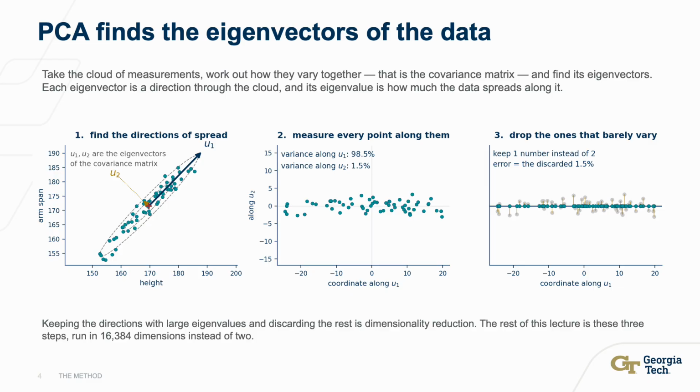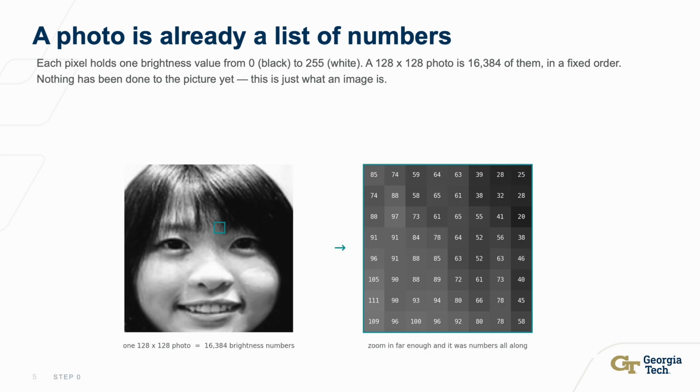Which is why they get their own name, eigenfaces. And nothing in these three panels mentions faces or heights or arm spans. The method does not know what the numbers mean. Give it any collection of objects written as a list of numbers and it will find the direction that collection varies along. Now jump to the images, and it starts with something that sounds obvious but usually is not.